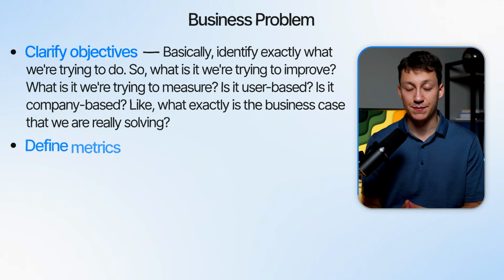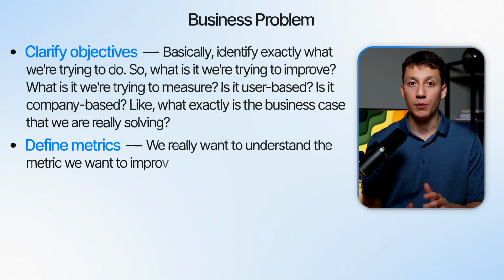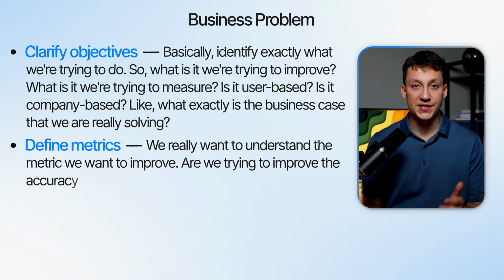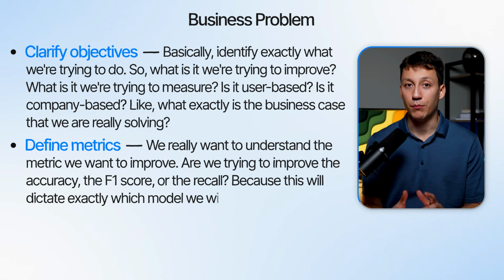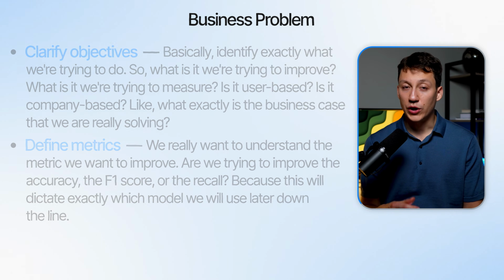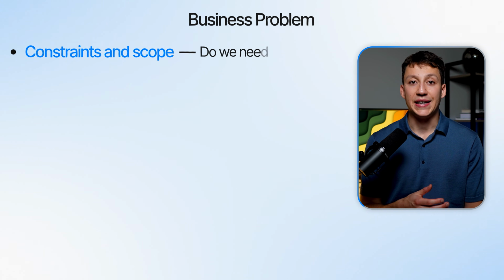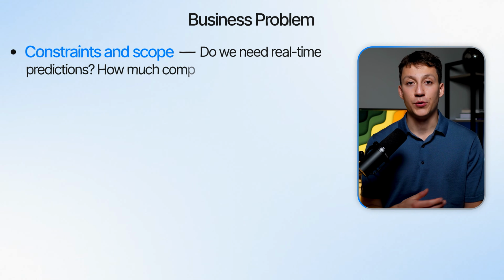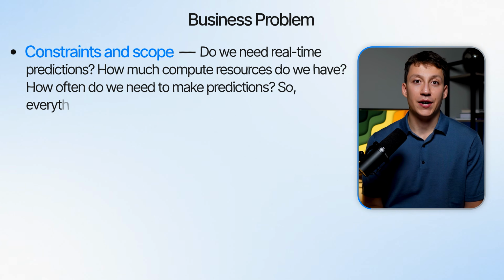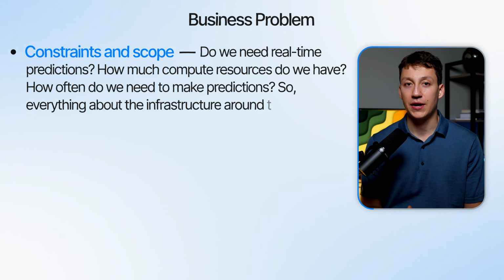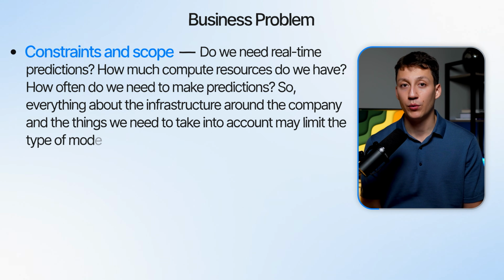The next part in this business problem formulation is that we really want to understand the metric we're trying to improve. Are we trying to improve the accuracy, the RMSE, the F1 score, the recall? Because this will dictate exactly the model we'll use later down the line. We also want to find out about any constraints or scope, like do we need real-time predictions? How much compute resource do we have? How often do we need to make predictions? So everything about the infrastructure around the company and the things we need to take into account that may limit the type of model that we could build.